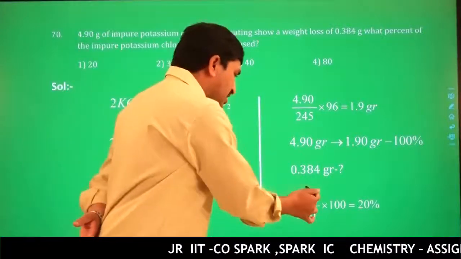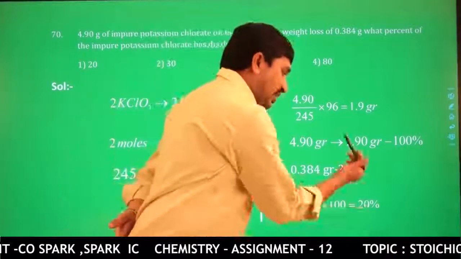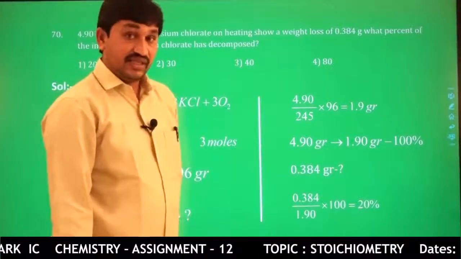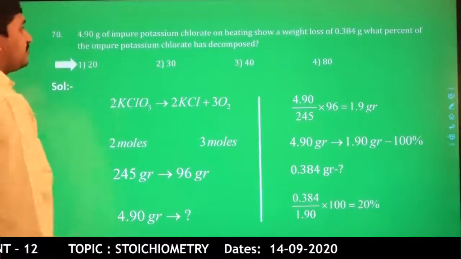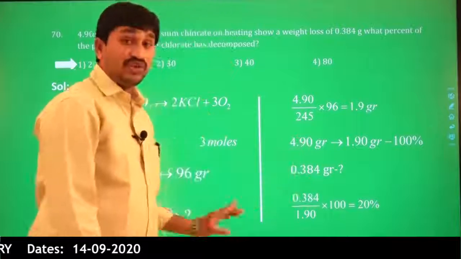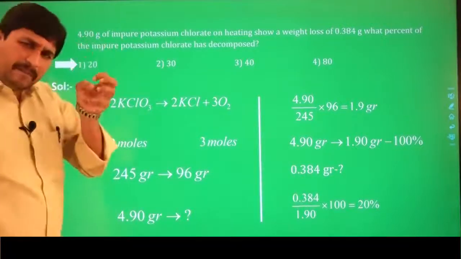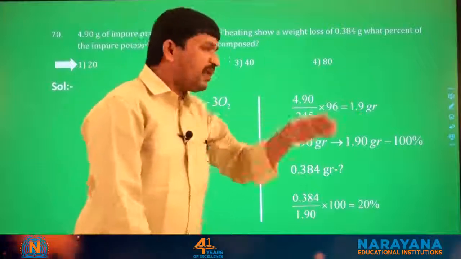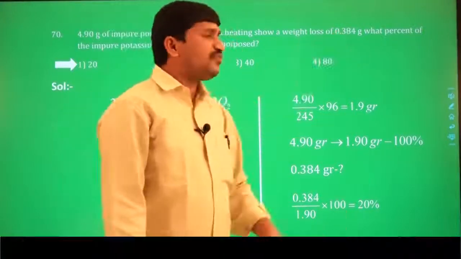Then 0.38 by 1.9 into 100, you simplify, you get the answer 20%. That means only 20% of the 4.9 grams of potassium chloride, only 20% of KClO3, decomposes. Suppose 4.9 grams completely decomposes, you get 1.9 grams. But experimentally you get 0.384 grams only.